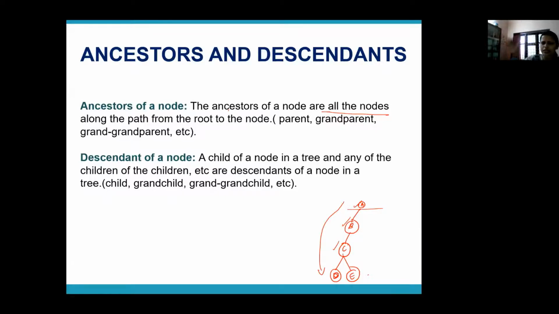That means it's just like your family tree. Whether it is your father or you or your child, they all are the descendants of your grandfather, right? So descendants means a child of a node in a tree and any of the children are descendants of a node in a tree. So child, grandchild, all these are what is referred to as descendants. Parent, grandparent, all those are called ancestors of a node.